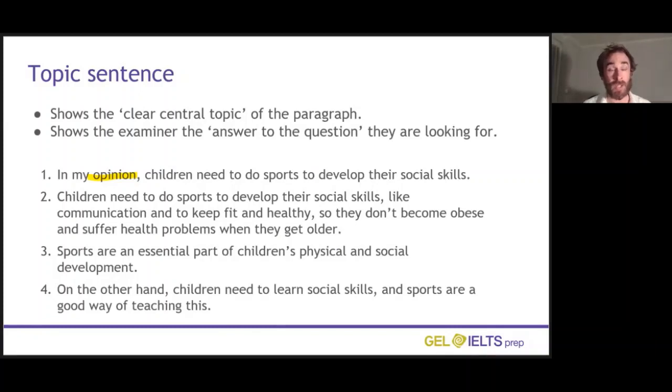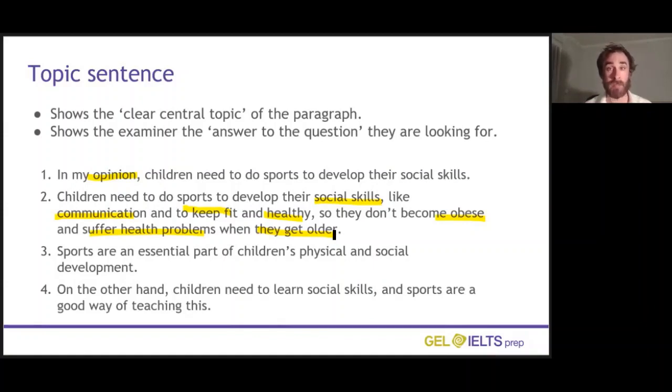This is not a good topic sentence. Why not? Let's read it. Children need to do sports to develop their social skills, like communication, and to keep fit and healthy so they don't become obese and suffer health problems when they get older. There's a lot going on in this sentence. They're talking about social skills, communication, keeping fit, being healthy, obesity, health problems, and the effects when they get older. As the examiner, I would have no idea what the main central point to their paragraph is. So don't develop your point in this sentence and stick to one idea.